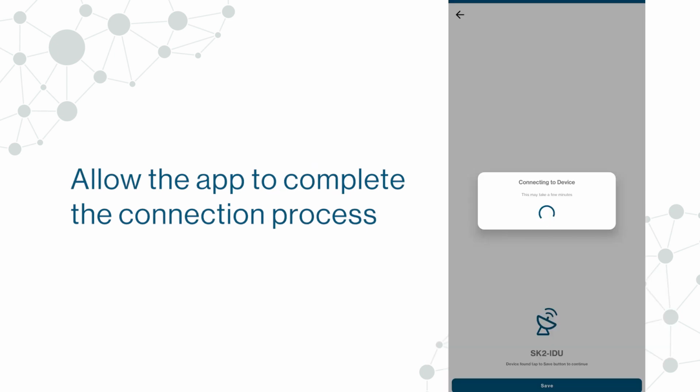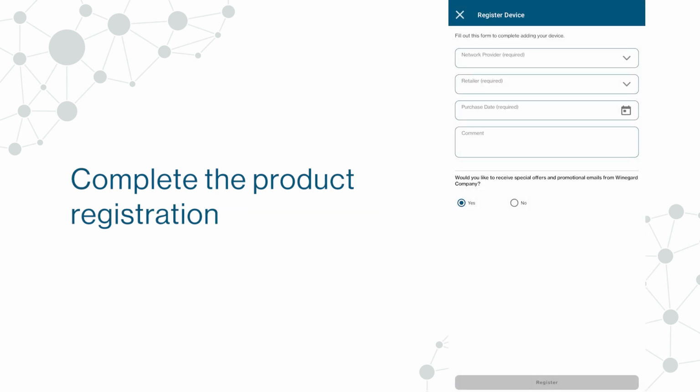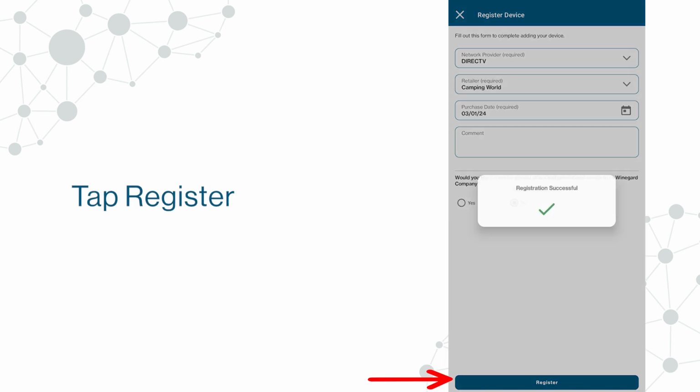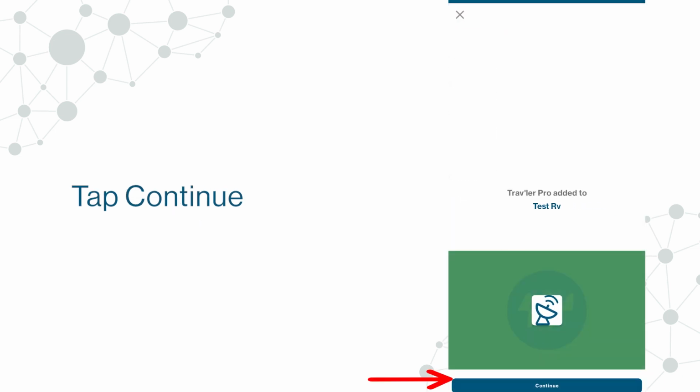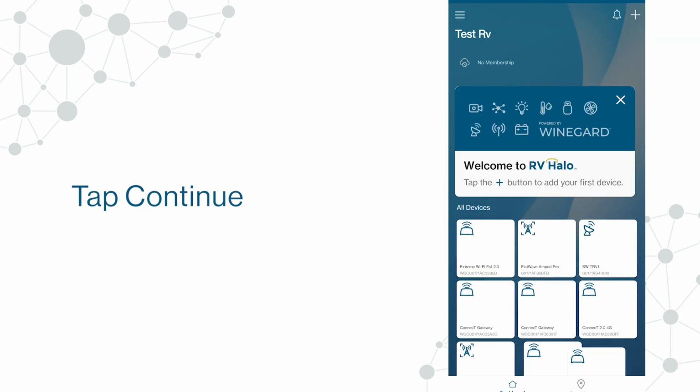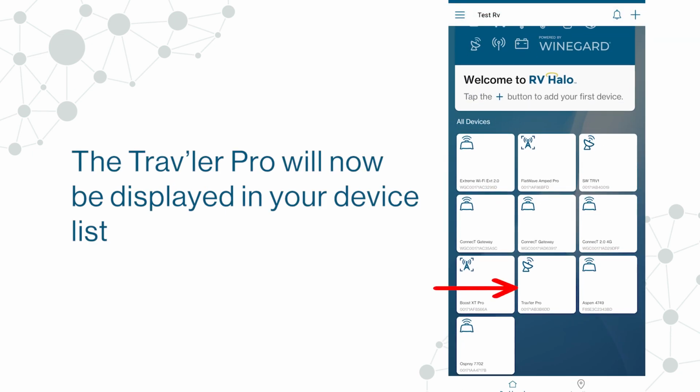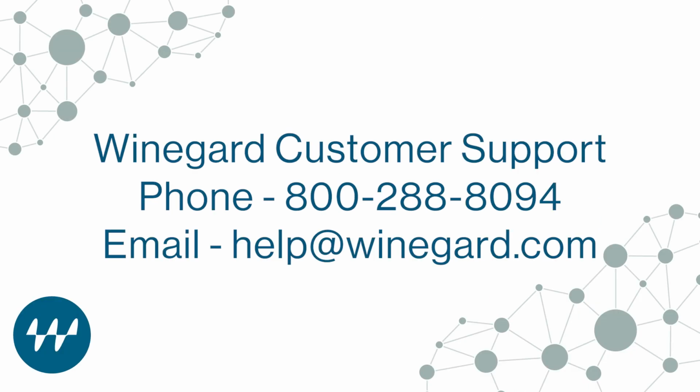Allow the app to complete the connection process. Complete the product registration. Tap Register. Tap Continue. The Trav'ler Pro will now be displayed in your device list. View our other videos for the individual functions available in the app.